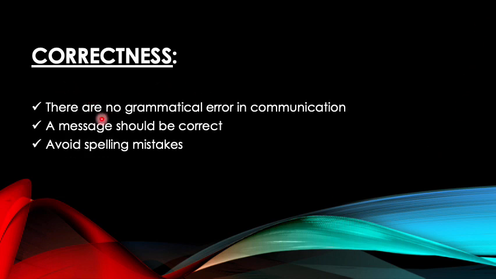Number four is correctness. There should be no grammatical errors in your communication. Avoid grammatical errors in your communication and your message. If you are writing a letter to your audience and there is a grammatical error in your letter, this is not effective communication between you and your audience. A message should be correct. If you communicate your message, this message should be correct and avoid spelling mistakes.